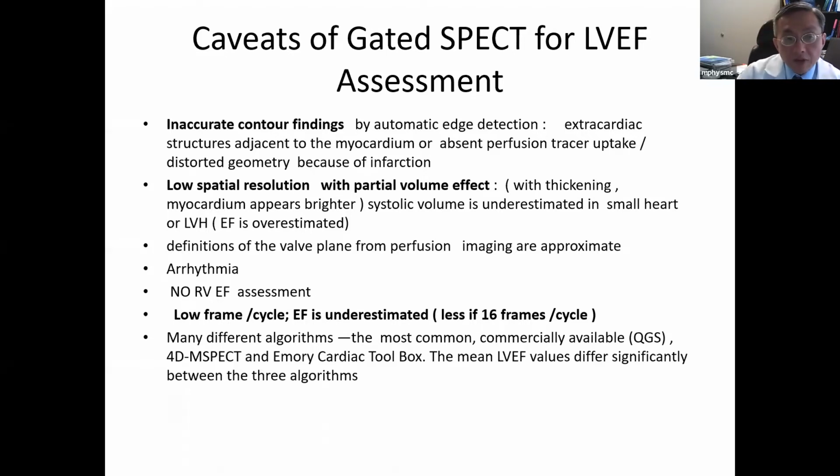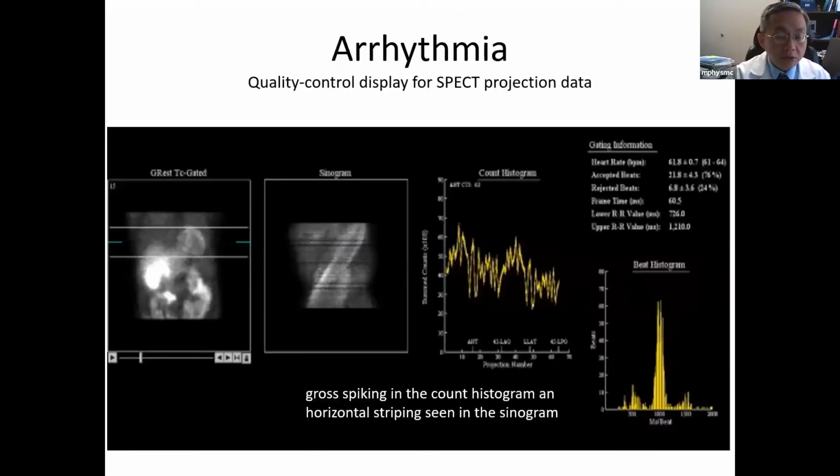And the definition of valve plane for perfusion is obviously approximate. You cannot see the valve. Essentially no RV, and low frame cycle, as we mentioned. So EF could be underestimated. And the other thing is there are a lot of different algorithms, okay, and all of them are going to give you a slightly different EF. So that's to be considered when you read the study.